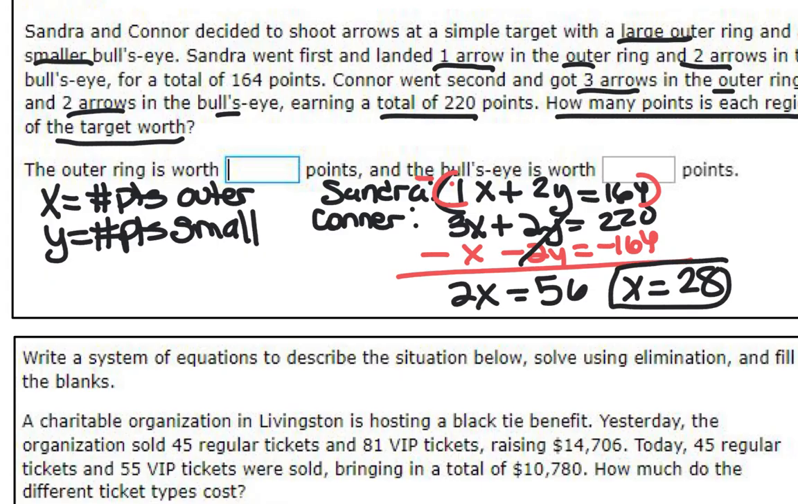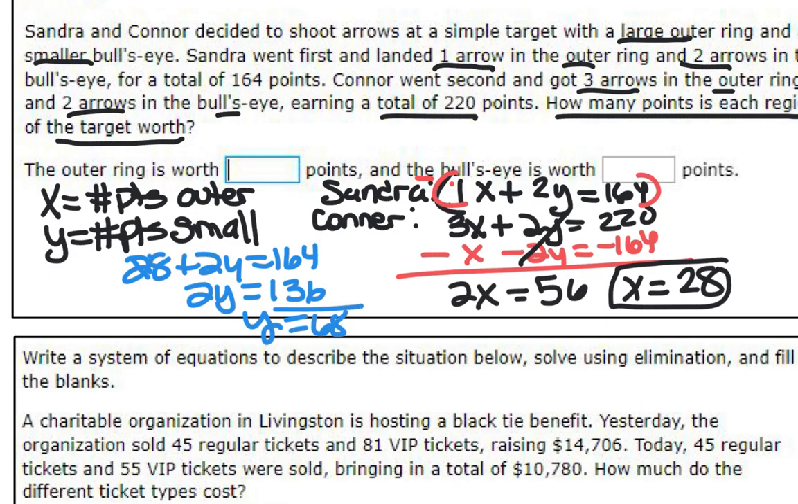Let me just plug that into another equation. Instead of x, we'll do 28 plus 2y equals 164. So 2y equals 136. So y equals 68. So the outer ring is worth 28 points, and the bullseye is worth 68.